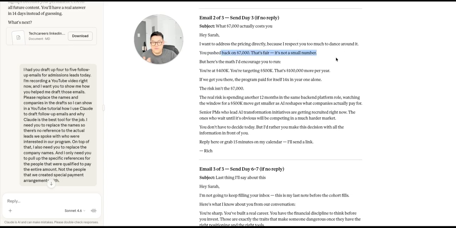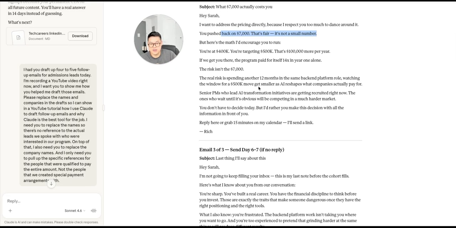We get it. We run a very expensive program here, but we're still cheaper than a lot of other programs that don't deliver the results that we do. But here's the math: you're at $400,000 targeting a $500,000 job. That's $100,000 more per year. If we got you there, your program paid for itself 14 times over.